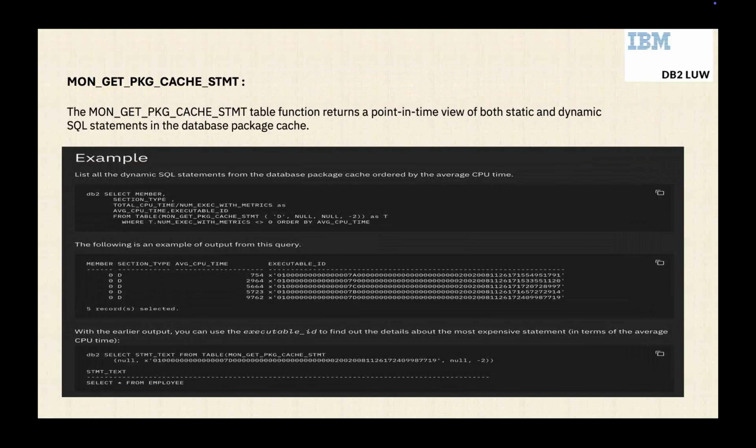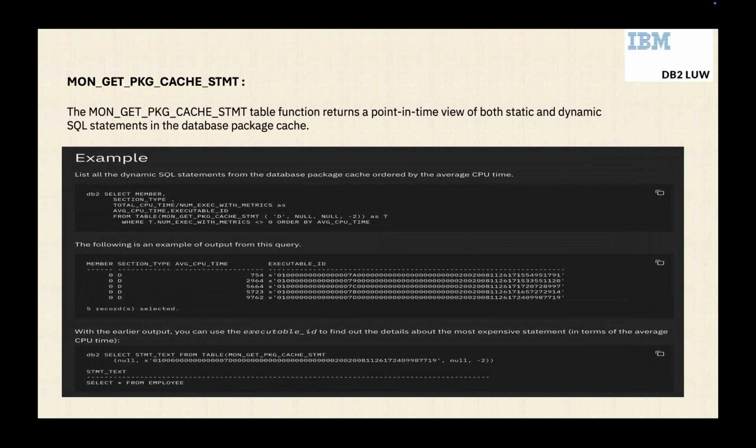Now, if I want to analyze why the query is performing slow, the best place to land is the MON_GET_PKG_CACHE_STMT, because one advantage here is you'll get both static and dynamic SQLs. But in the earlier slides, we explained that if you want to just target dynamic SQLs, I should use SNAPDYN_SQL or TOP_DYNAMIC_SQL, only for dynamic SQLs. There is nothing specific for static. But here, luckily, you can target dynamic and static, both.